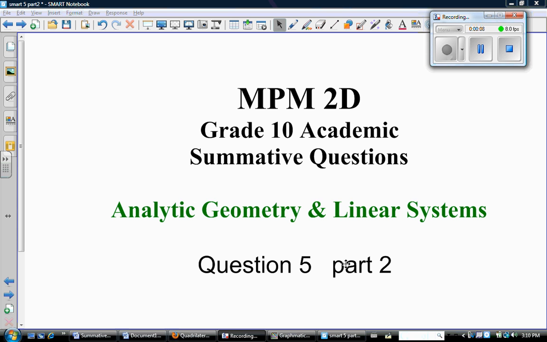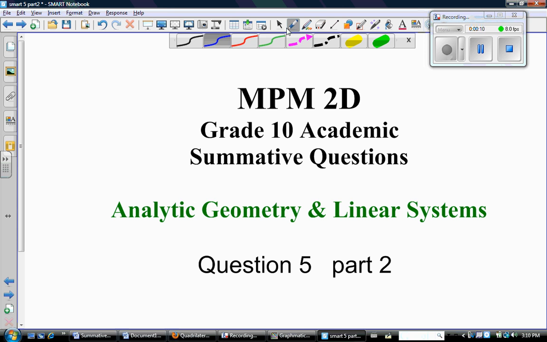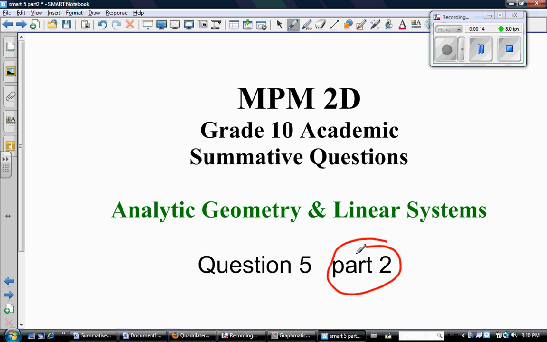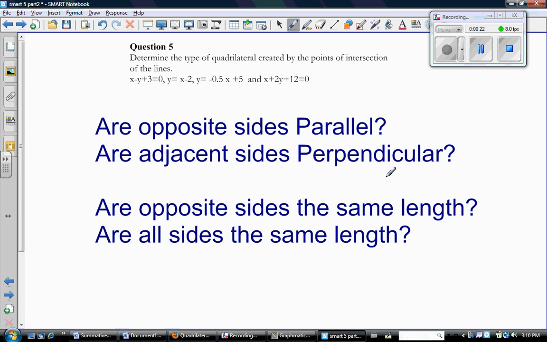So, where are we? Well, this is part 2 of the solution to question number 5. Hopefully you've already watched part 1. And again, it's part of the grade 10 academic summative solutions questions. So part 2 of question 5, let's see where we were. The question said, determine the type of quadrilateral created by the points of intersection of these 4 lines.